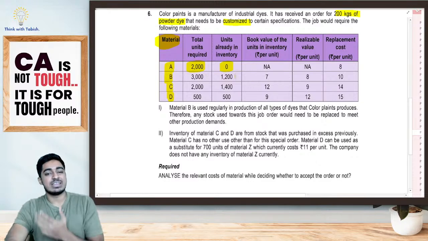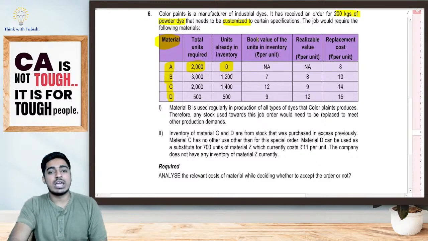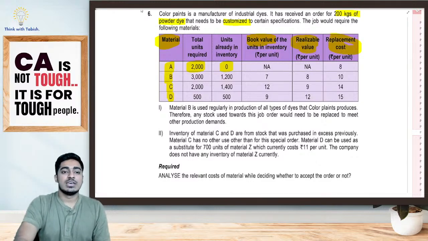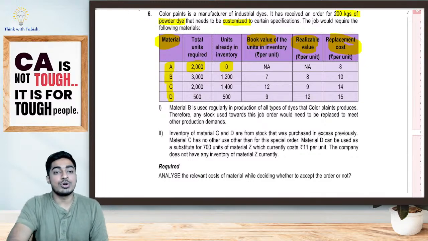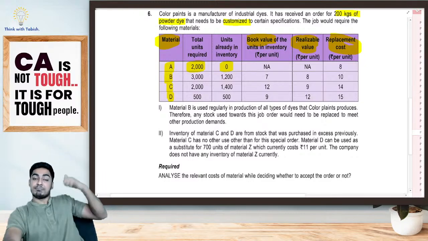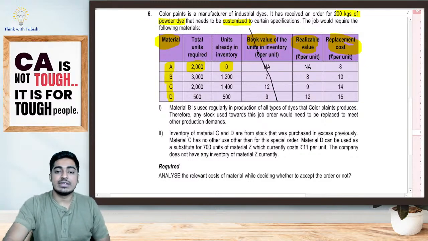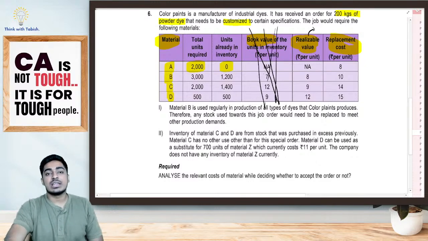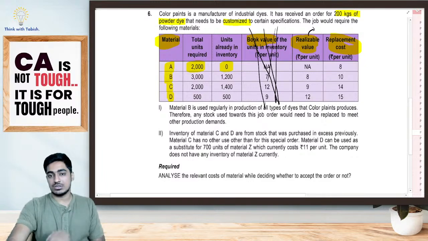B, 3000 is required, out of that, 1200 is available. Book value is given, realizable value is given, replacement cost is given. Firstly, whether book value, the value at which I have purchased previously, is going to be relevant at any point of time, students? It will never be relevant. You can directly strike it off. Realizable value, when is it relevant? It is relevant if raw material is in stock and not regularly used.